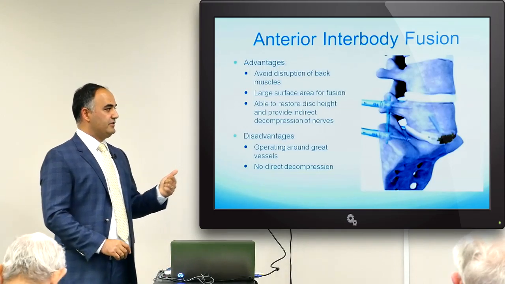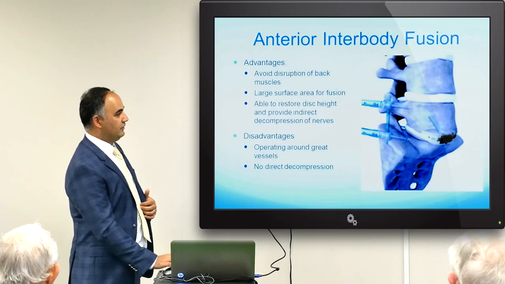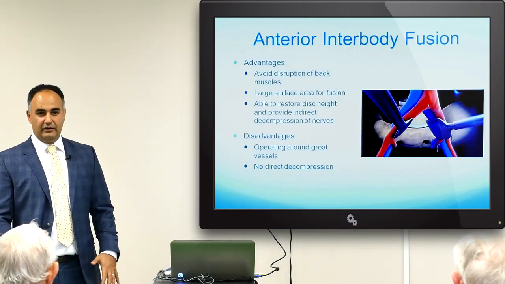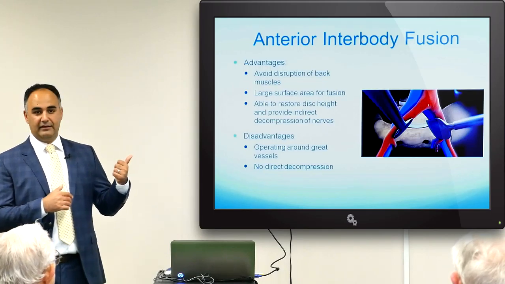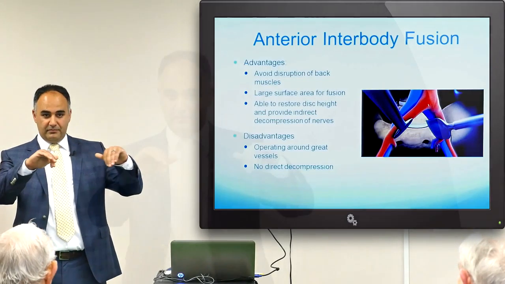The disadvantages are that we're going to operate around some pretty vital vessels, okay? So your aorta and your vena cava, which come down and supply your legs, are right there. That's why you need a general surgeon who comes in, and then a lot of times they can just move those to the side and you're looking right at the disc.